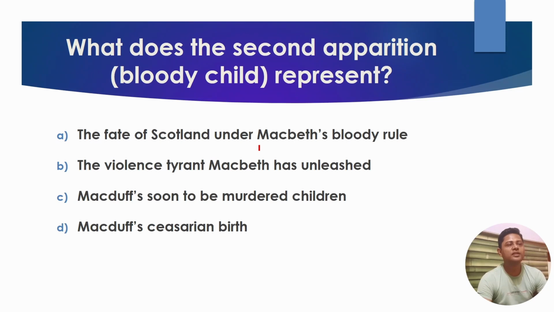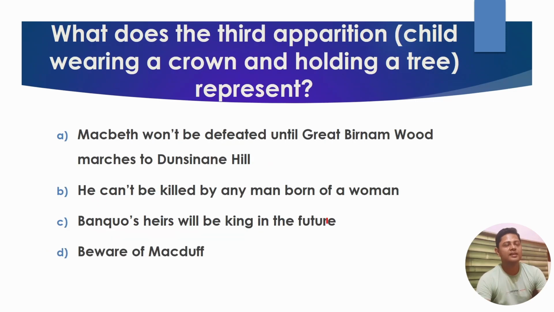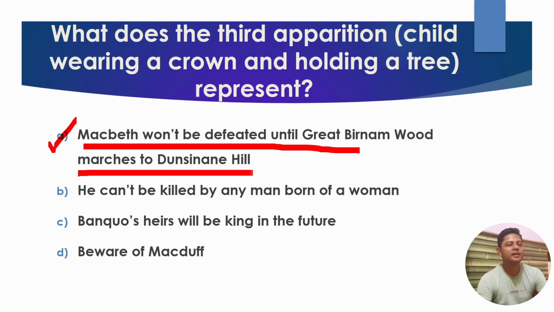The next question is, what does the second apparition represent? The second apparition is a bloody child. So it represents Macduff's Caesarean birth. The next question is, what does the third apparition, a child wearing a crown and holding a tree, represent? So the third apparition represents option A. Macbeth won't be defeated until Great Birnam Wood marches to Dunsinane Hill.